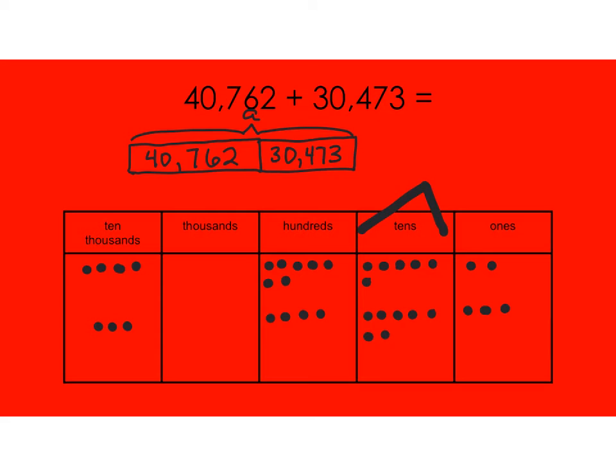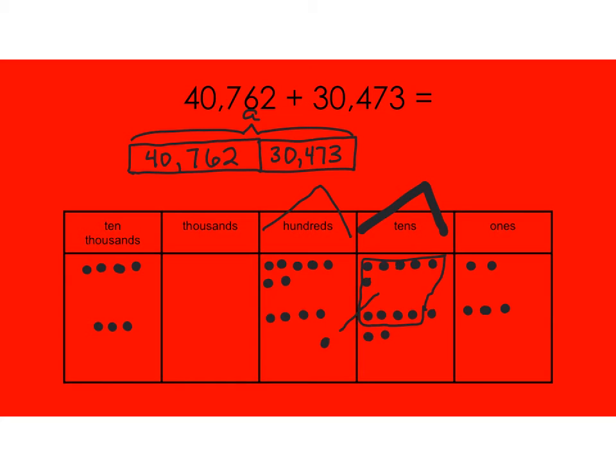6, 7, 8, 9, 10. So I'm going to take those 10 tens and I'm going to regroup and make 100. Okay, let's see about our hundreds house. Do we have more than 9? Only 9 can fit in each house.